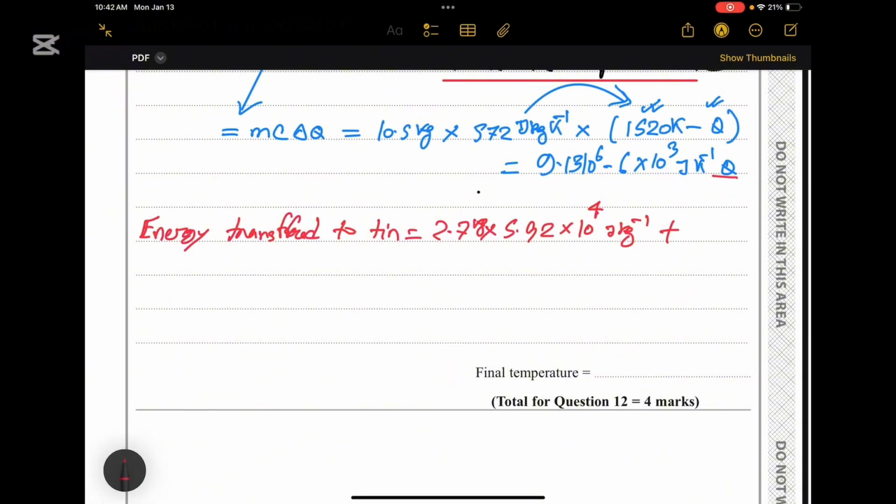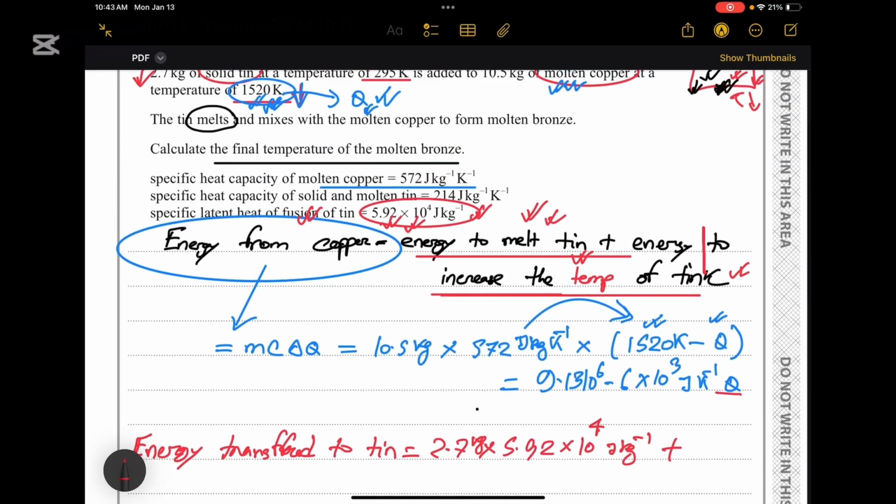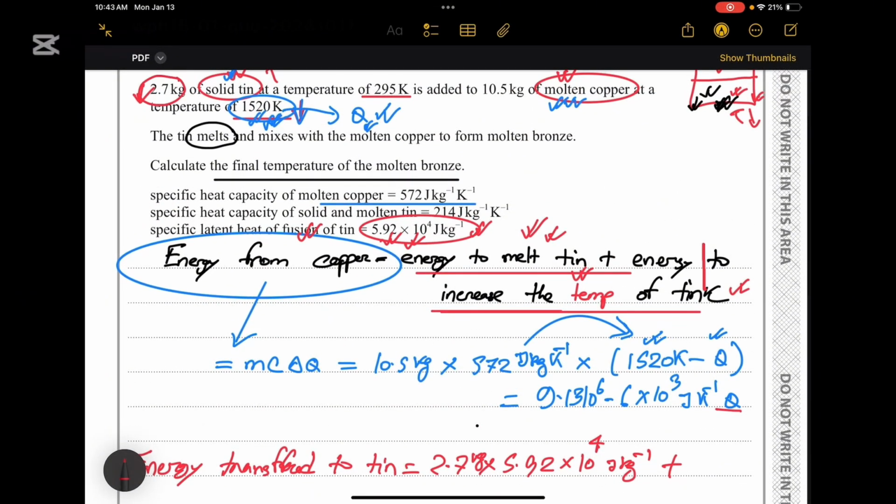Now as we have added the energy to melt the tin, now we will add the energy required to increase the temperature of this tin, which will be denoted by mc del theta. So the mass of the tin is 5.92 into 10 to the power 4 joule. Sorry, this is the specific latent heat. We are looking for the mass of the tin, which is 2.7.